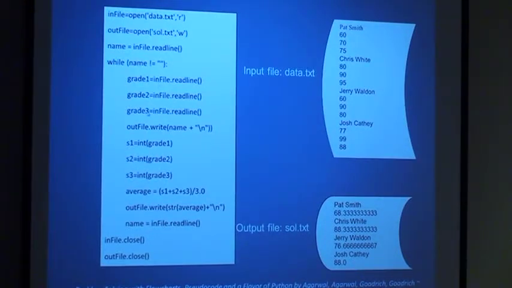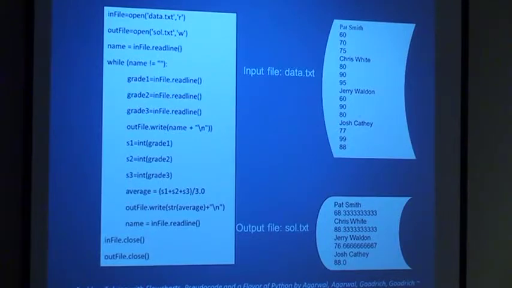Read the first grade, second grade, third grade, and convert to integers. Write the name, this is a new line character. So it goes to the next line here. Figure out the average, write the average, convert it to a string, and go to the next line. Read the name again. So this one does not have the error where we are reading the 3 grades over here by mistake, okay? And the indentation tells you that the while loop is done here. That's very important. Some of you overlooked it in the test too.